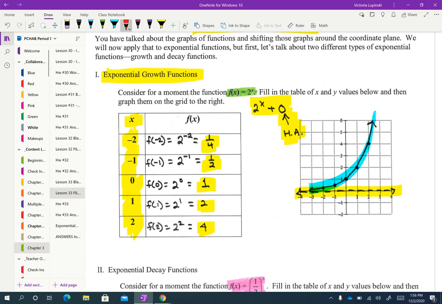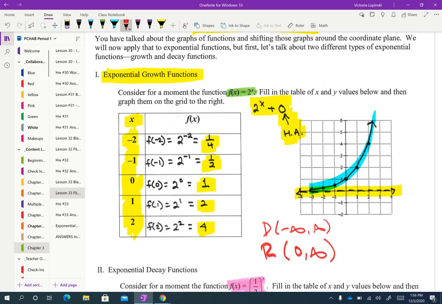Just to kind of bring back a couple of things here. So for this graph, please, of course, remember that the domain for any exponential is all real numbers. Remember that the range in this case here would start at the horizontal asymptote, which would be from 0 with the parentheses all the way to infinity.